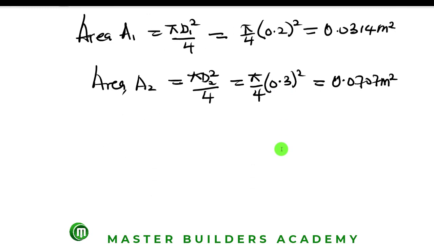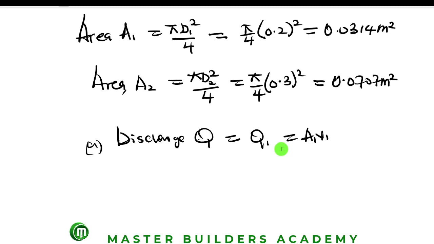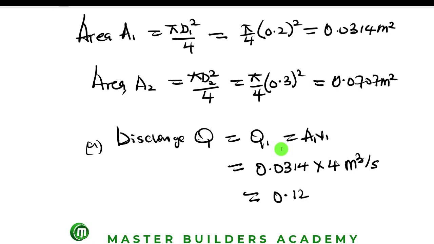So we just recall that discharge Q is equal to Q1, which is A1 V1. And then what is A1? A1 is 0.0314 multiplied by, what is the velocity 1? The velocity 1 that we're given is 4. And when we multiply this, the unit becomes m³ per second. This is the unit of discharge. And then when we multiply this, our resulting value becomes 0.1256 m³ per second. So guys, this is the answer for the discharge.